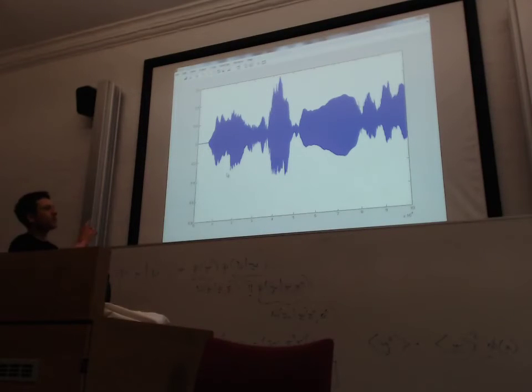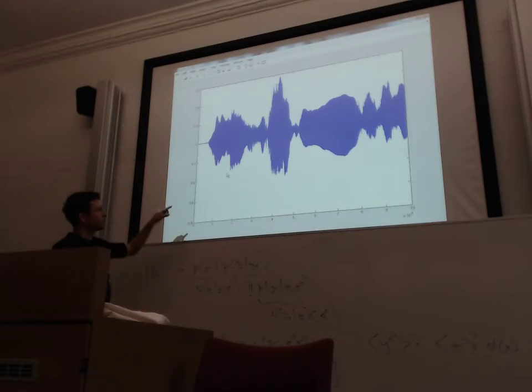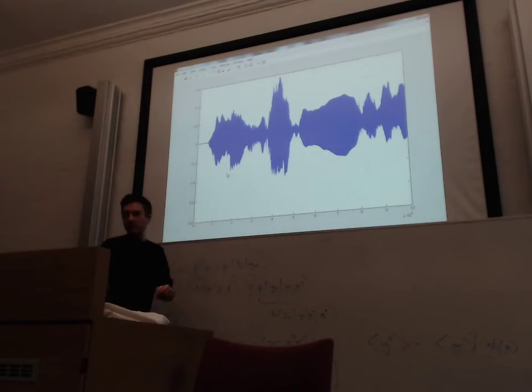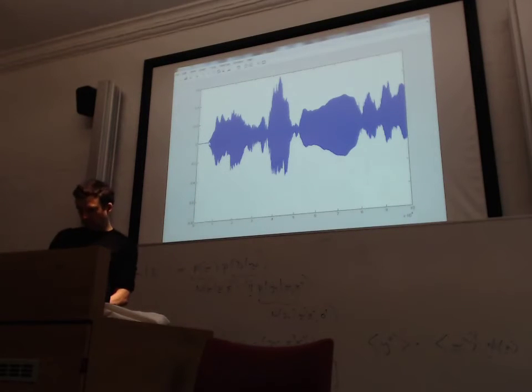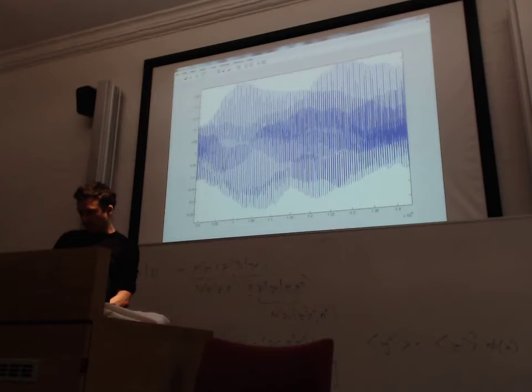So these are the very first half second or so. There are 48,000 samples per second, so it's quite a lot of time points. If you zoom in to a small region, it's still pretty messy, but we can zoom in even more.